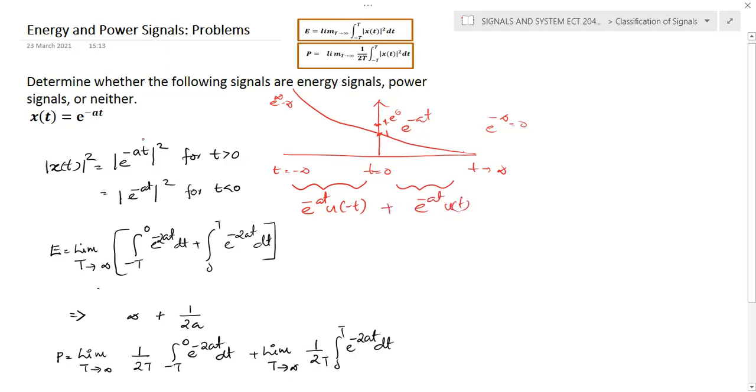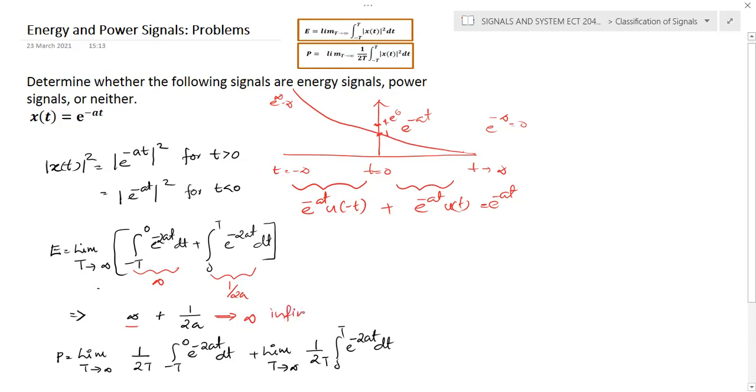If you write e raised to minus a modulus of t, it's simply e raised to at into u of minus t plus e raised to minus at into u of t. So we know this particular portion, because we already calculated e raised to at into u of minus t, which is equal to infinity from the previous problem. And the second term results in a finite quantity, 1 by 2a. And this quantity becomes infinity. So the final result is equal to infinity.